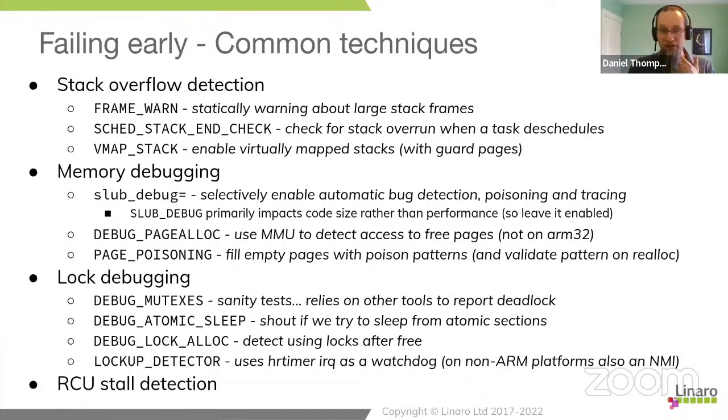But in terms of printk memory addresses, modern kernels are actually suppressing all printing of addresses, regardless of whether you've got address space layout randomization or not. They actually print a hashed version of the address.